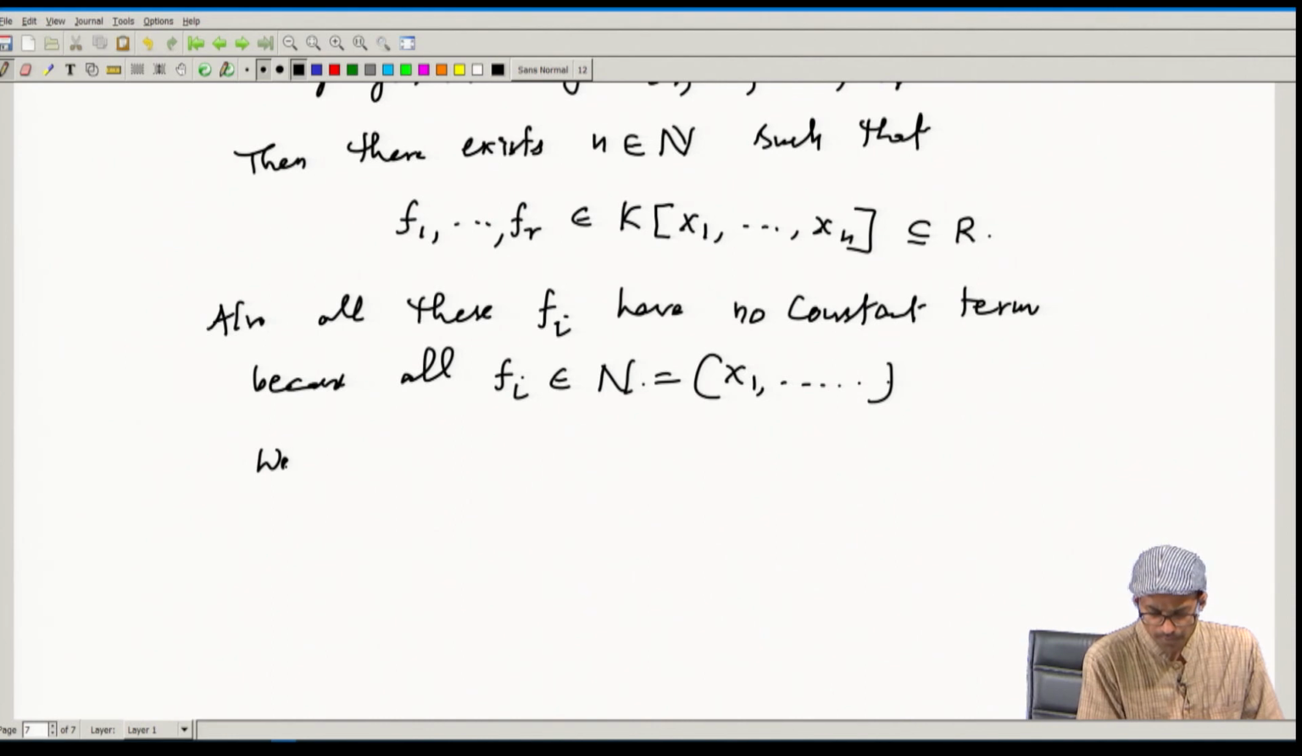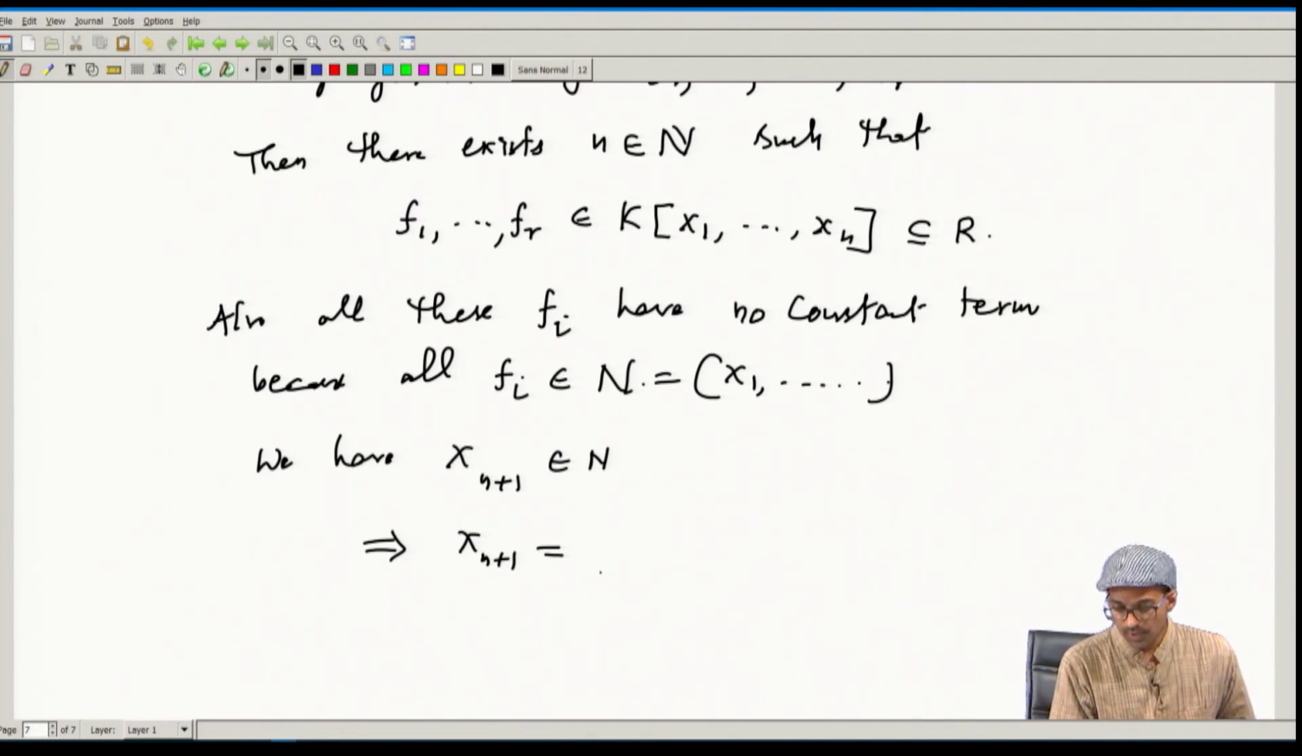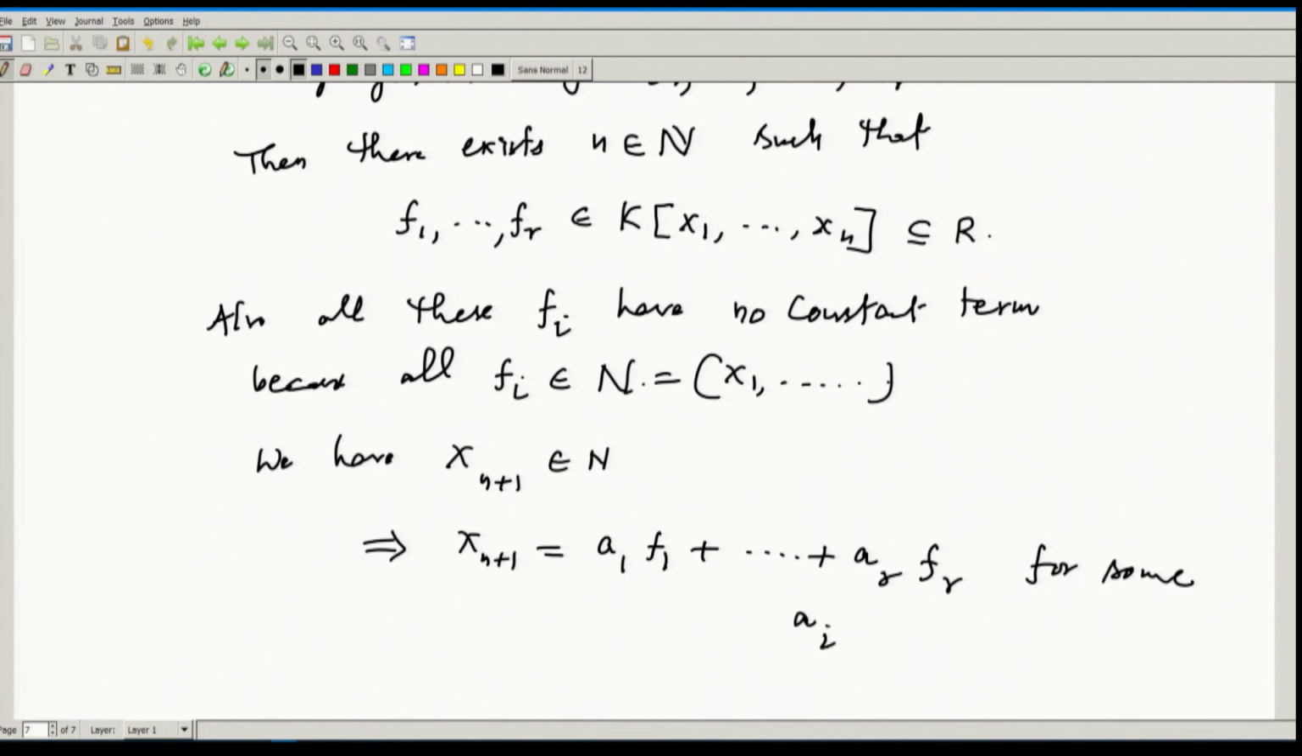So now if you look at the variable x_{n+1}, this belongs to N, but we assumed that N is generated by f1, f2, fr. So that means x_{n+1} can be written as some combination of, let us say, a1 f1 plus a2 f2 plus and so on plus ar fr, for some ai's belonging to the polynomial ring R.